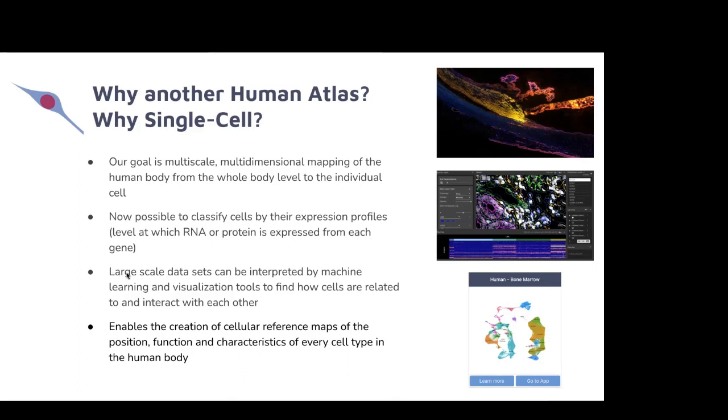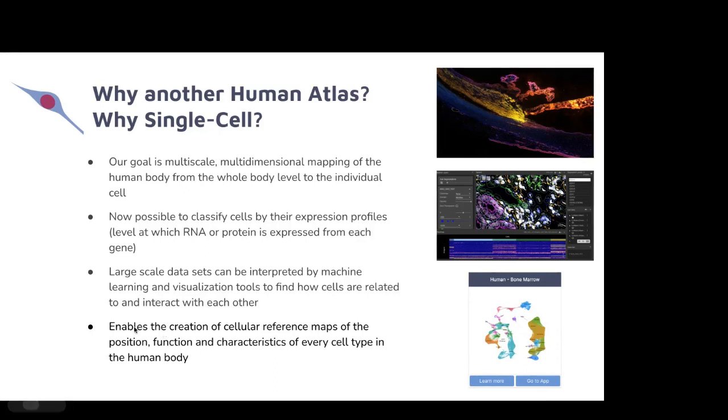Considering the human cell data, we know that it's a large scale data set, and it is very important to have a machine learning tool that will help us predict and visualize how cells are related to each other and how they interact with each other. This is really important for cell information about how cell interaction happens within the body.